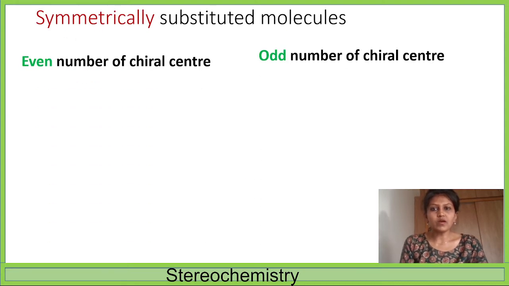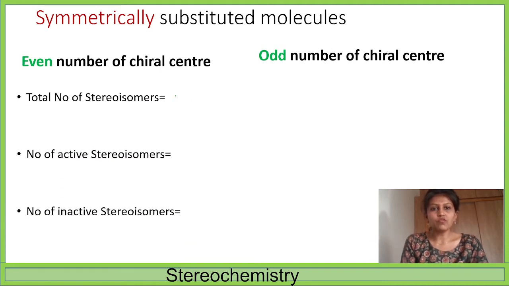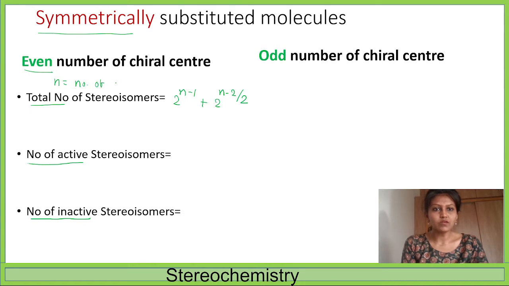Now for a symmetrically substituted molecule with an even number of chiral centers, there is a formula to calculate the total number of stereoisomers, and how many active stereoisomers and inactive stereoisomers are present. The total number of stereoisomers is 2 raised to n minus 1 plus 2 raised to n minus 2 divided by 2, right? Where n is equal to the number of chiral centers.